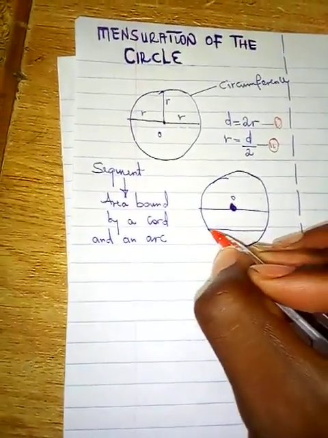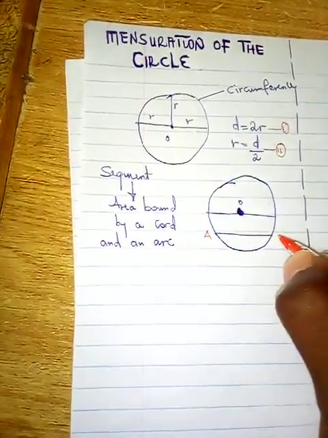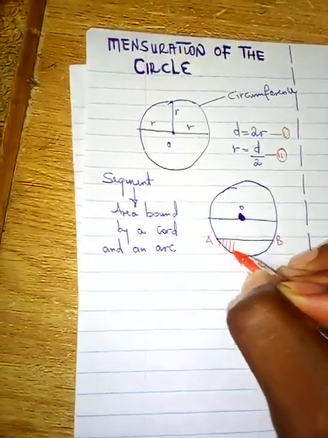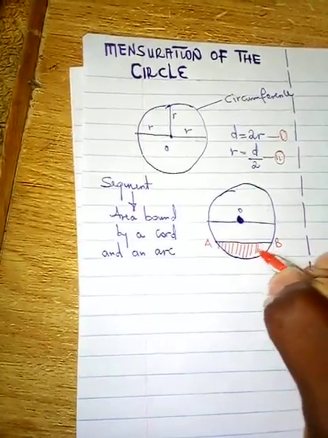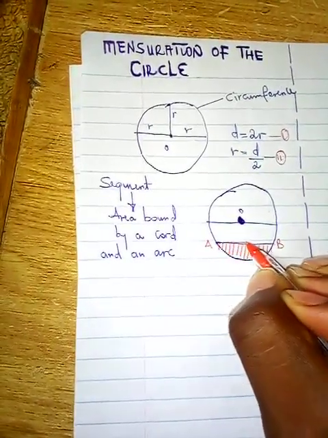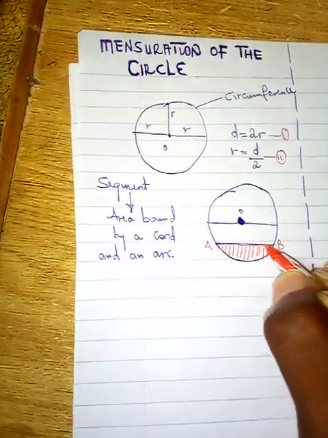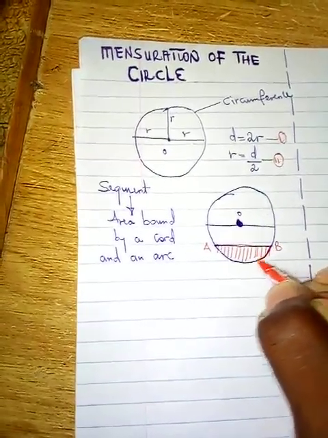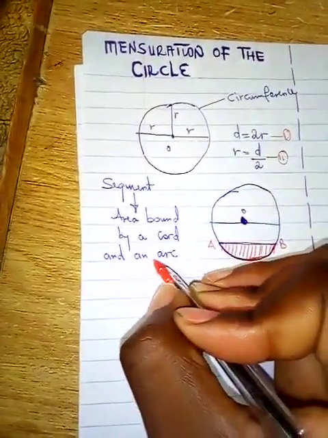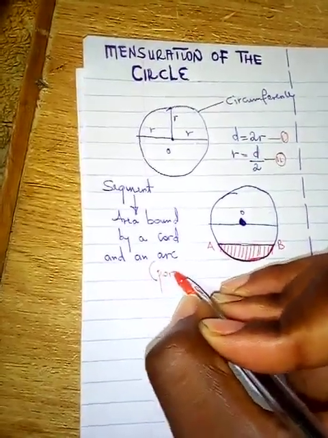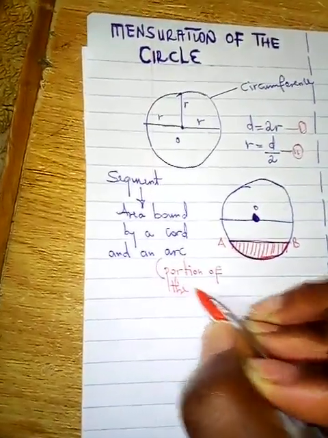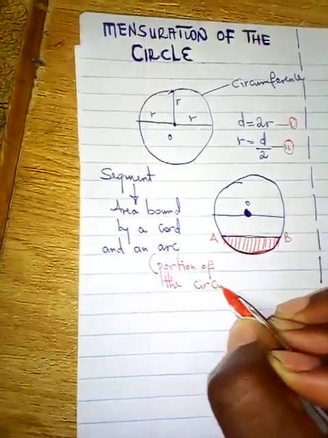I'll focus on this chord though. Let us imagine this is point A and this is point B. This entire section here is what is going to be referred to as your segment, because it is being bound by this chord and this arc. This part of the circumference is what is referred to as an arc. So an arc is just simply a part or a portion of the circumference. Don't forget that.